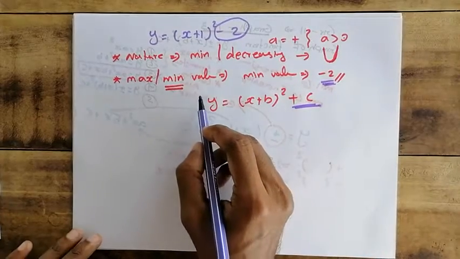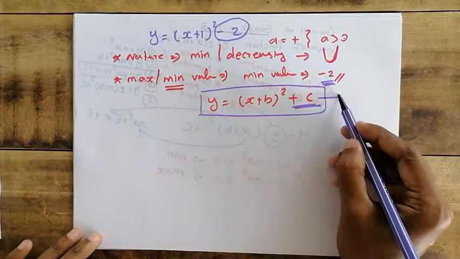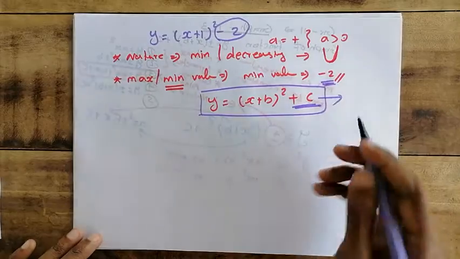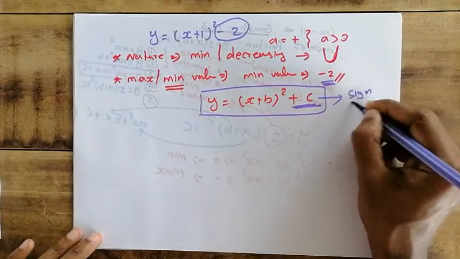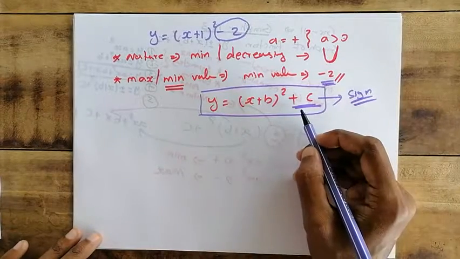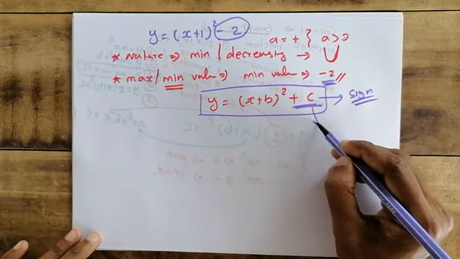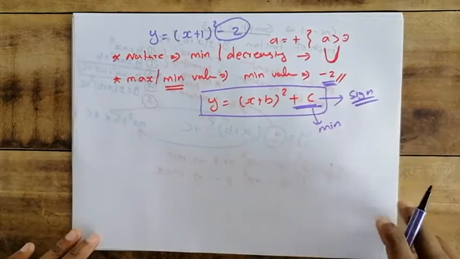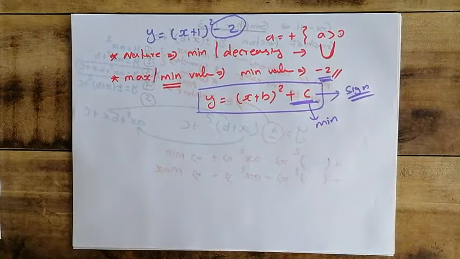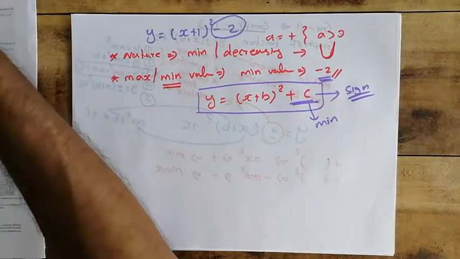In this format of graph, the value of c, we have to take the value with the sign. Okay, remember that we have to take the value with the sign. In this format, the value of c directly gives the minimum value of the function. Okay, so you can go to the second example graph.